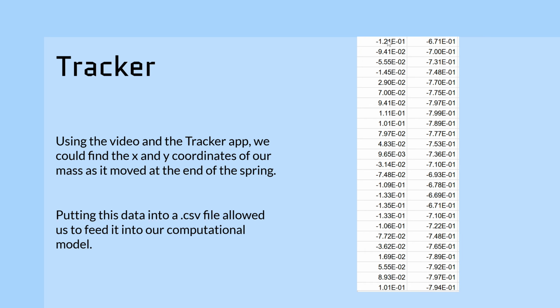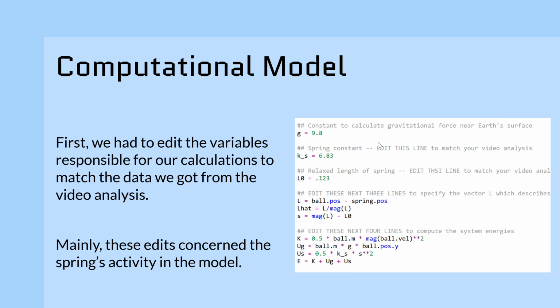So after putting it into Tracker, we refined the x and the y coordinates of our mass as it moved at the end of the spring. We put this data into a CSV file so that we could feed it into our computational model. And here on the side is a list of the coordinates shown. On the left are the x values, and on the right are the y values. As you can see, the x values are moving up and then moving down, and same with the y values, but we'll talk about this later.